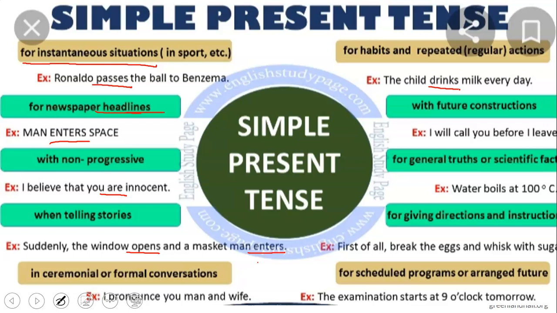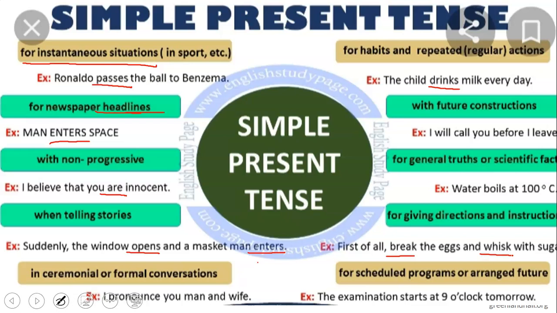Then, for giving direction and instruction, we use the simple present tense. For example, first of all, break the eggs and whisk with sugar. He's trying to explain the process to someone. So you use, first of all, break the eggs and whisk with sugar.